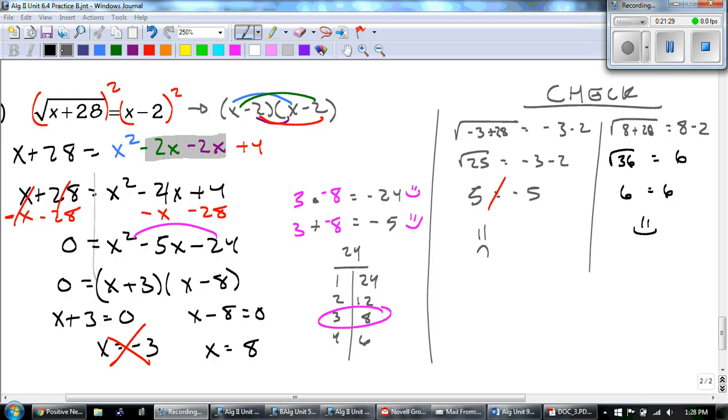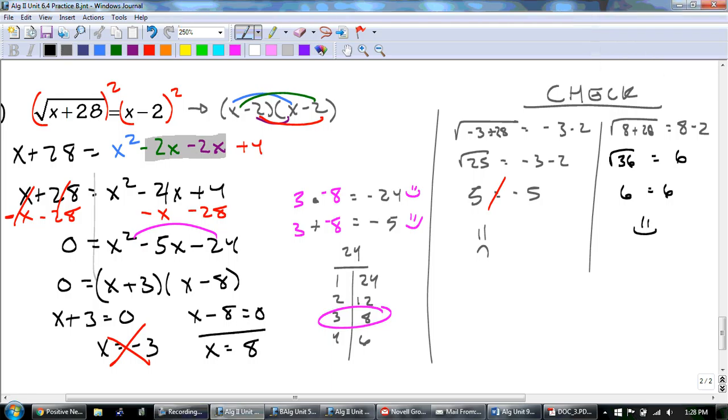Okay, so on the right side, the 8 is the only one that worked out. So we know that that is my final solution.